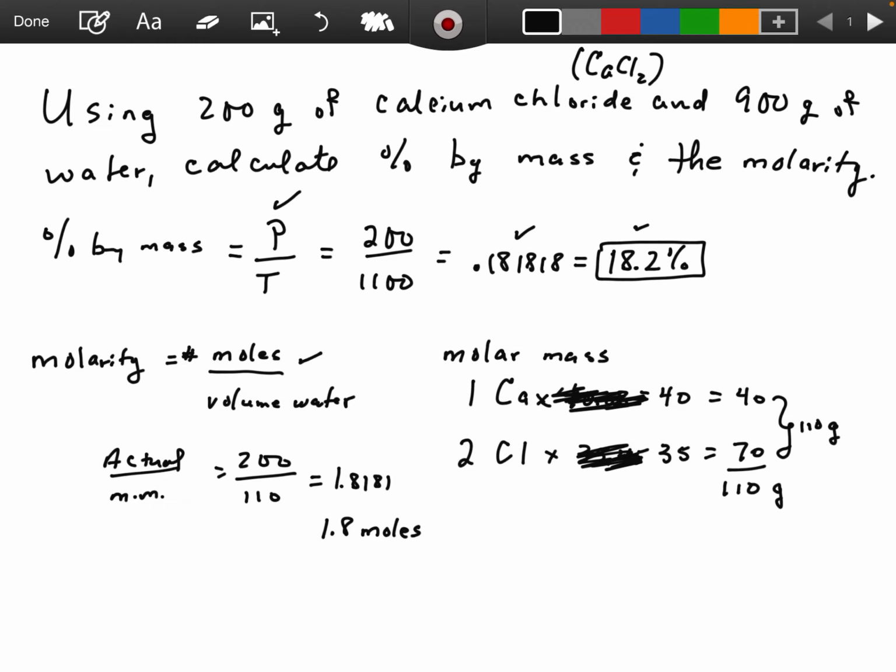Molarity is moles divided by the volume of water. The volume of water has to be in liters, but we're lucky here. Grams of water and milliliters of water are the same thing. However, you have to change the milliliters to liters by moving the decimal 3 spaces. So it's 1.8 divided by 0.9. And 1.8 divided by 0.9, let's take a wild guess what that's going to be. That is 2, and we would write the molarity as 2 M, 2 molarity.